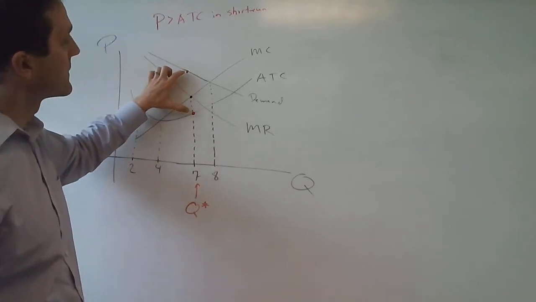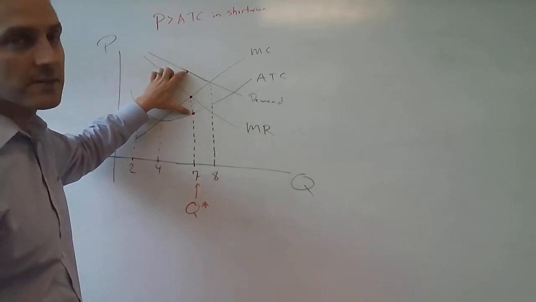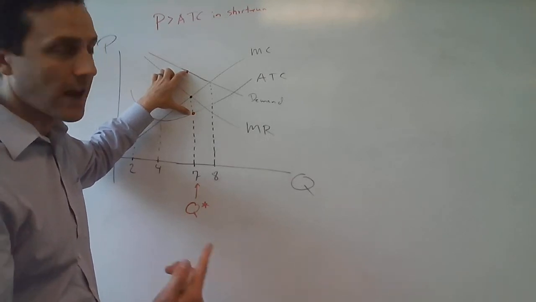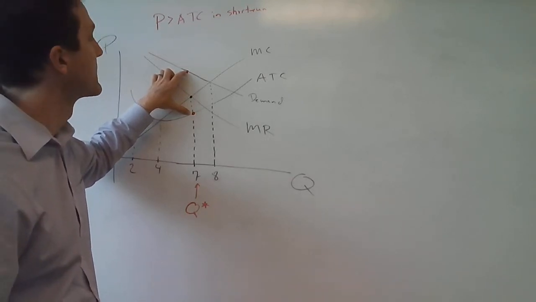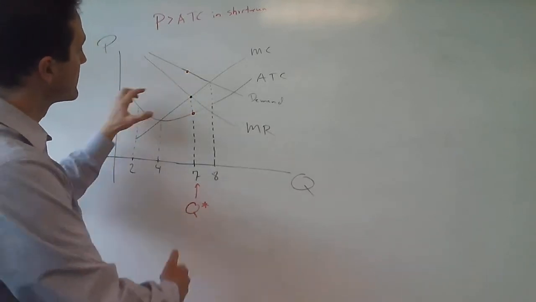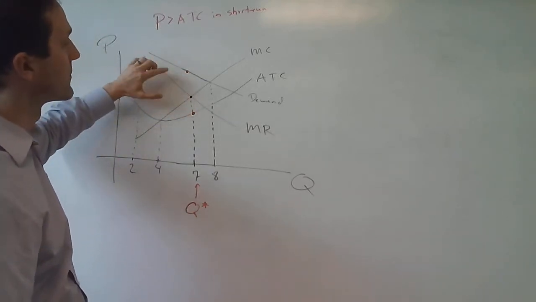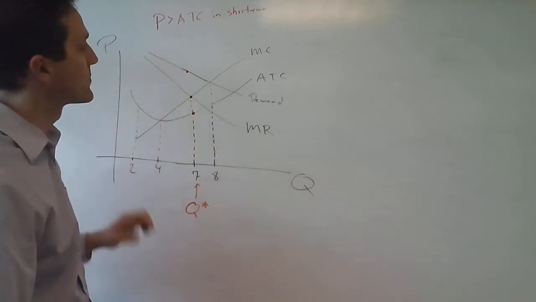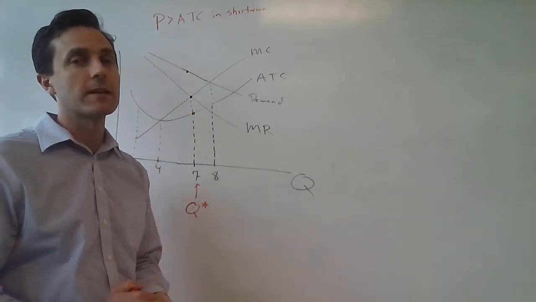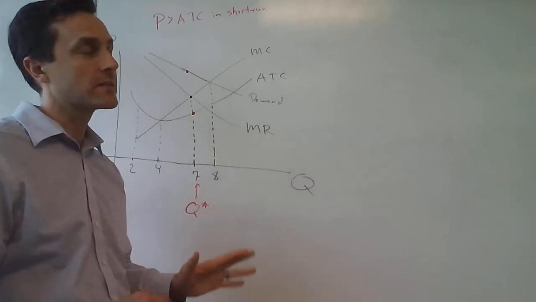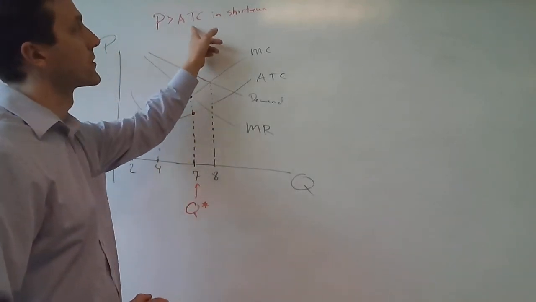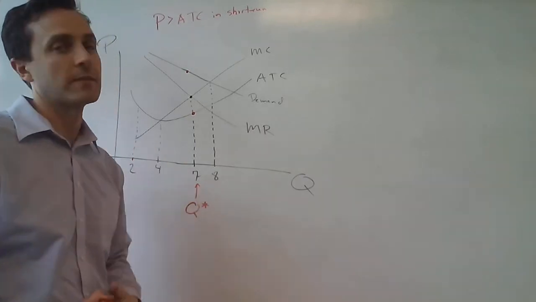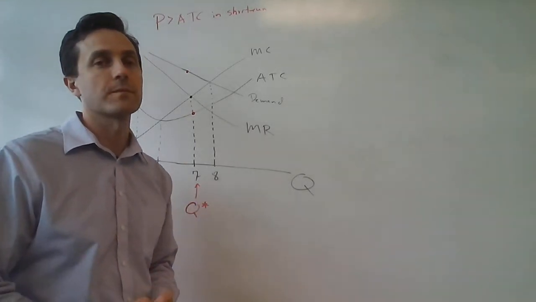So the size of this gap between these two red dots is profit per unit. Price minus average total cost is profit per unit. You multiply that by the quantity, which gives you the area of this imaginary rectangle here. That is profit. So this firm is earning positive profits, at least in the short run. Price is greater than average total cost in the short run.